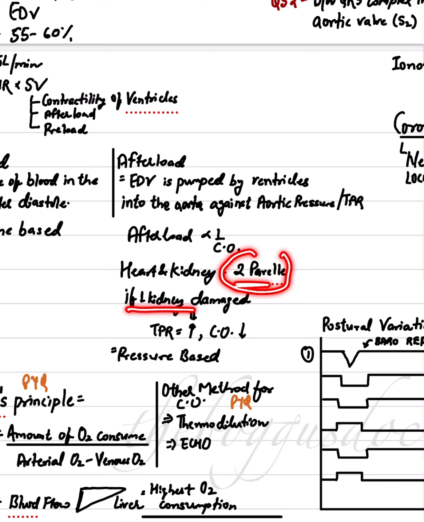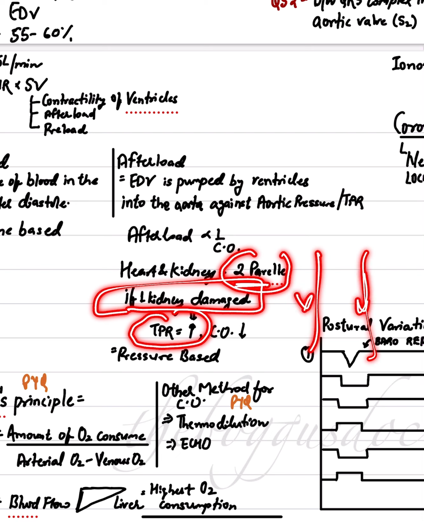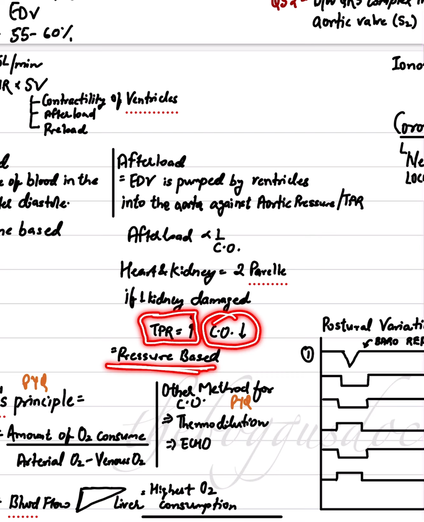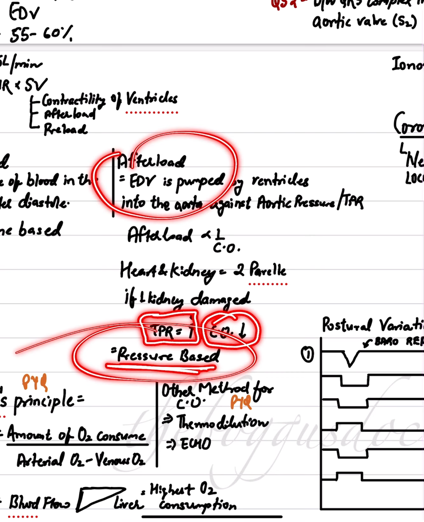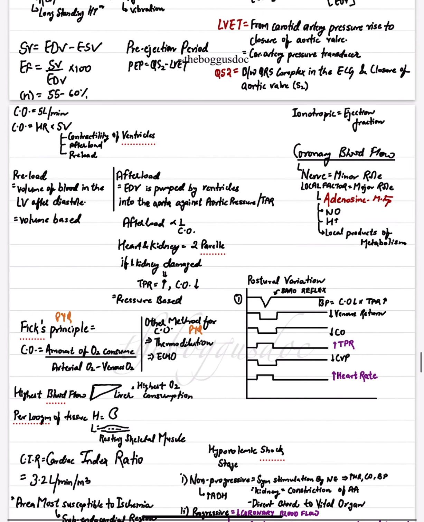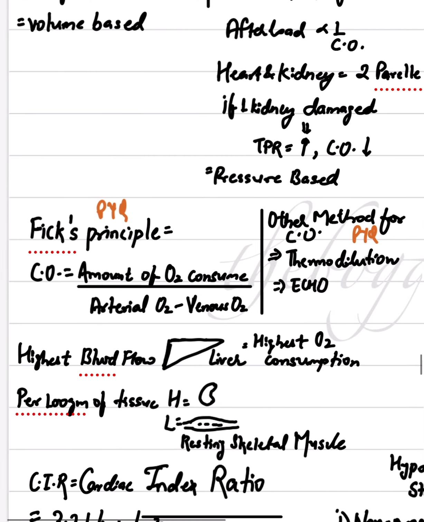The heart and kidney are two parallel systems. If one kidney is damaged, total peripheral resistance is increased, because in parallel we have a different formula for resistance. If a parallel pathway is removed, resistance is increased, and cardiac output will be decreased. So afterload is more pressure based, but preload is more volume based.